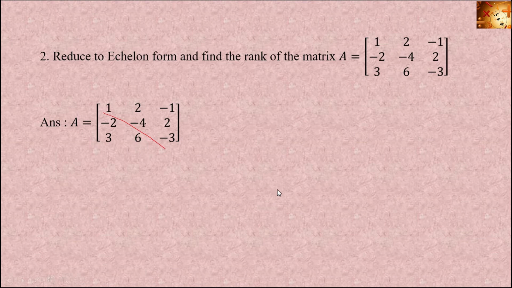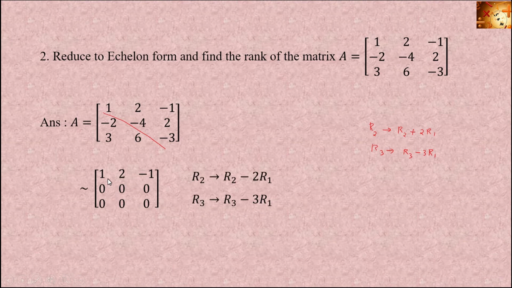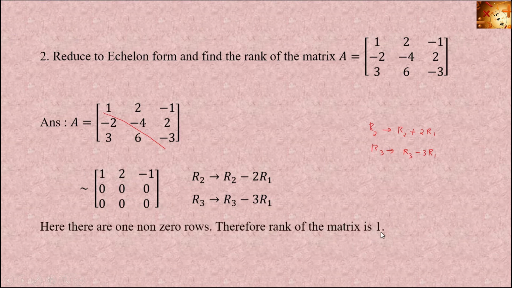So, the first transformation is R2 changes to, minus 2 is the element, so R2 changes with respect to R1. That is R2 plus 2R1, since here the element is already minus 2. Similarly, R3 changes to R3 minus 3R1. Then we get the matrix 1, 2, minus 1, with the second row as 0 and the third row as 0. So, here the number of non-zero rows is 1, which is the first row. Therefore, its rank is 1.